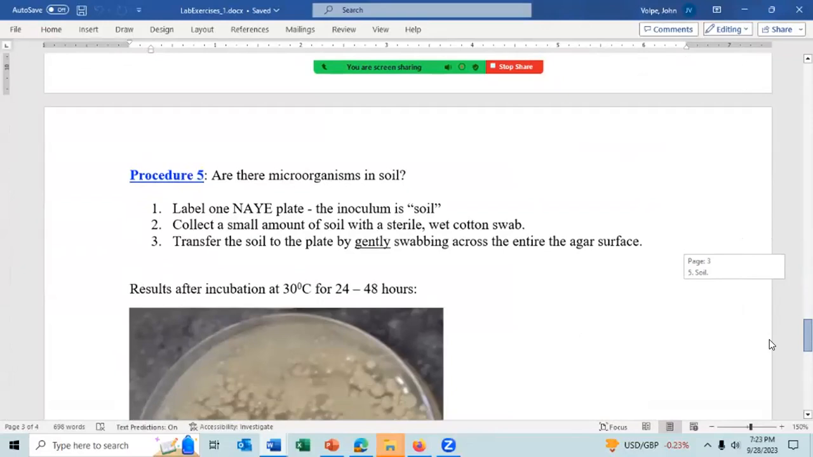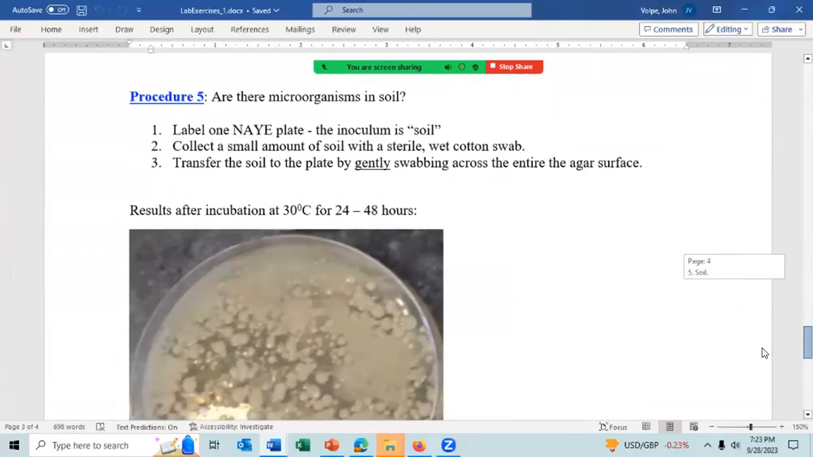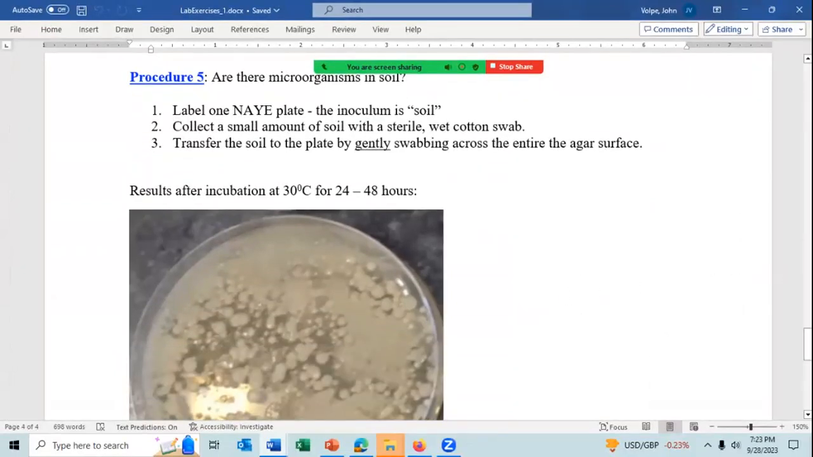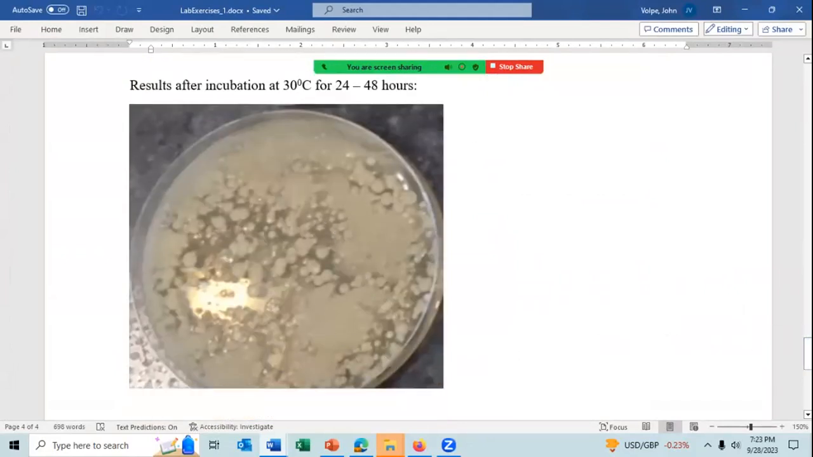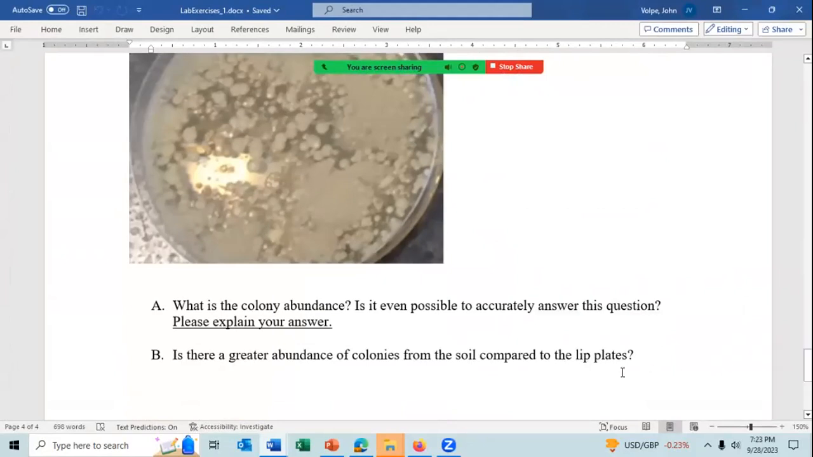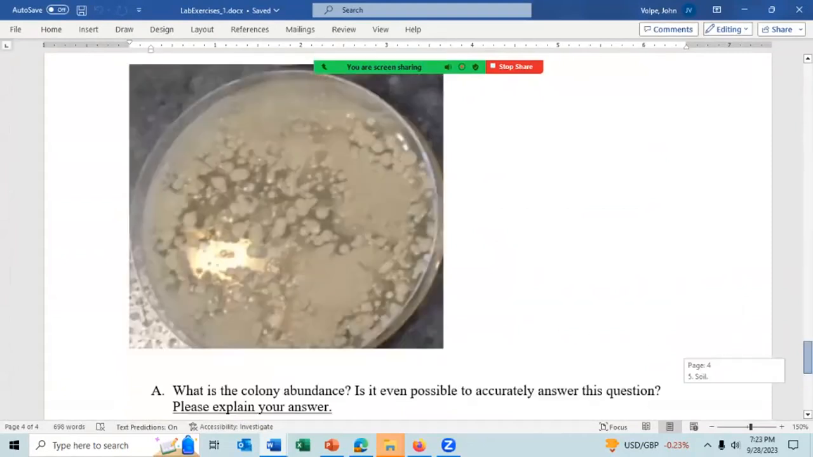Procedure 5. Are there microorganisms in the soil? You can read through the procedure. And then we're showing you a plate. And then it asks, what is the colony abundance? Is it even possible to accurately explain this answer? Explain your answer. And then procedure 5B, is there greater abundance of colonies from the soil compared to the lip plates?